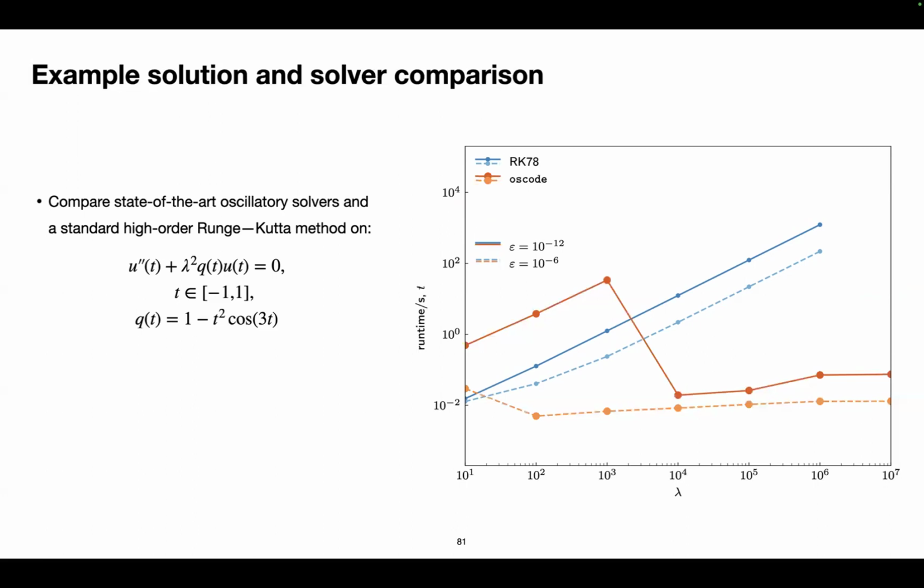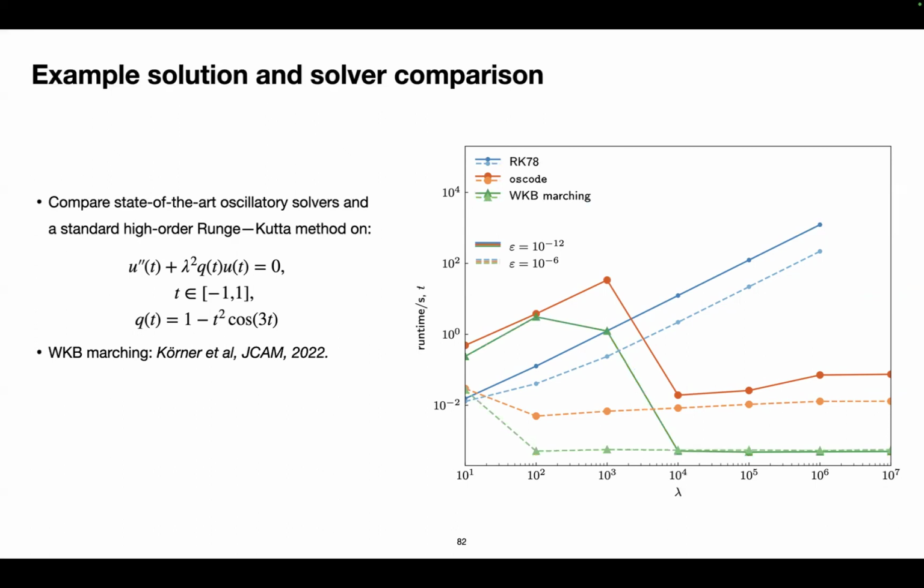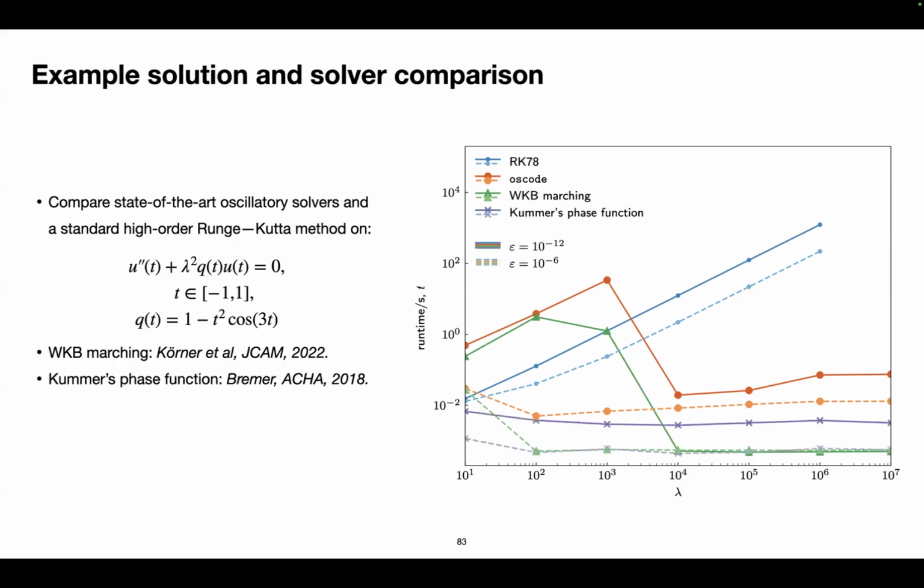So this is my previous work called Oscode. The important thing to see is, if you look at the dashed line, 6 digits of accuracy, its runtime is basically flat as a function of frequency. So my claim that the runtime should be frequency independent is true. It doesn't work so well, however, when you require very high accuracy, such as 12 digits. There is another method out there that works very similarly, and it has the same problem.